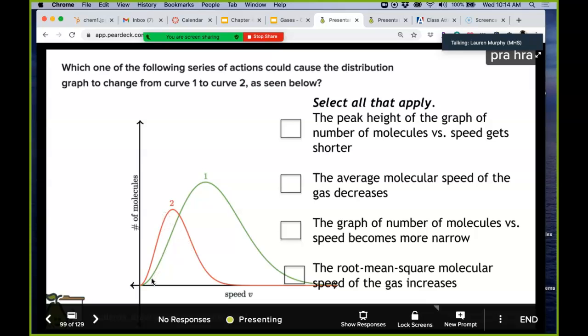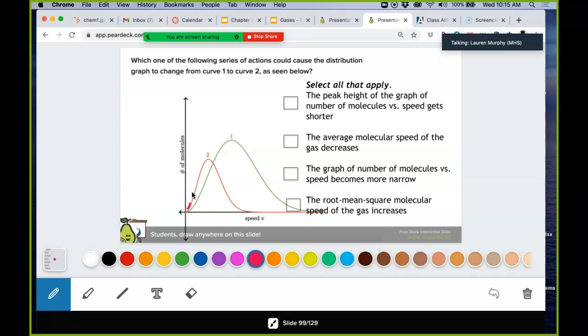Yes, that is true. Now, here's the difference in this one. The area under curve 2 is not the same as under curve 1. If you wanted it to be the same, when you shifted it to make it more narrow, you should have also made it taller, okay? So right now we're not considering similar areas under the curve. The root mean square speed of the gas increases. Well, no, from 1 to 2, obviously the speed dropped, so this would not be true.